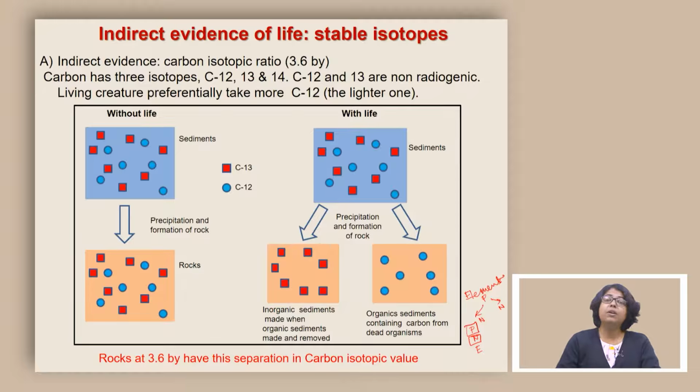Now, there can be different types of isotopes of the same element. Some isotopes could be radiogenic, that means they decay. They are not stable, they decay, and therefore they create daughter elements from the parent elements. But then there can be other types of isotopes which are called stable isotopes.